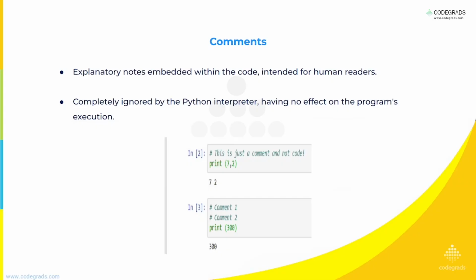But when we are trying to share, when we are collaborating on our code, the other programmers need to understand what actually is happening here. So at that point of time, comments are very useful to explain, suppose, a line of code, what is happening in that line of code. So that is the main use of comments.